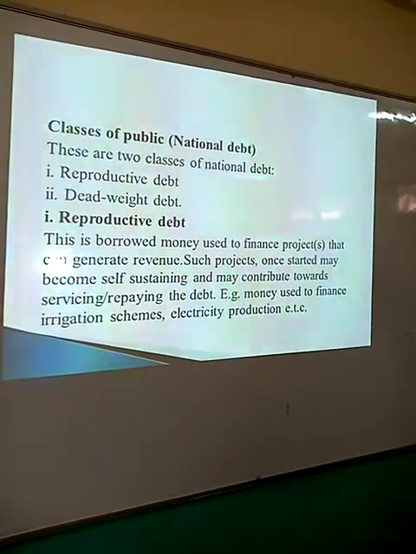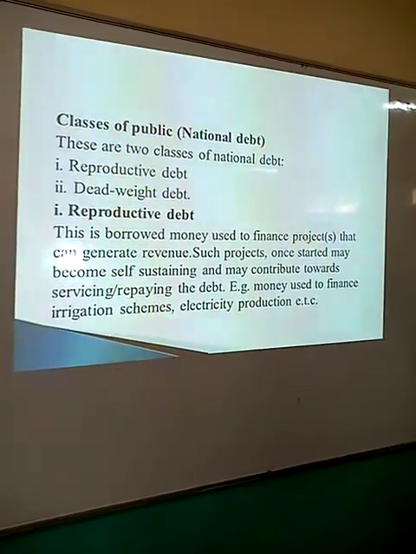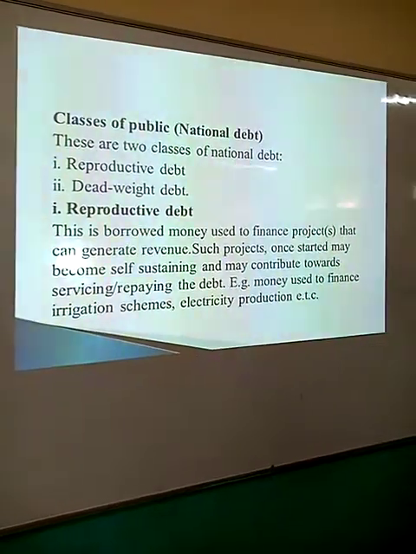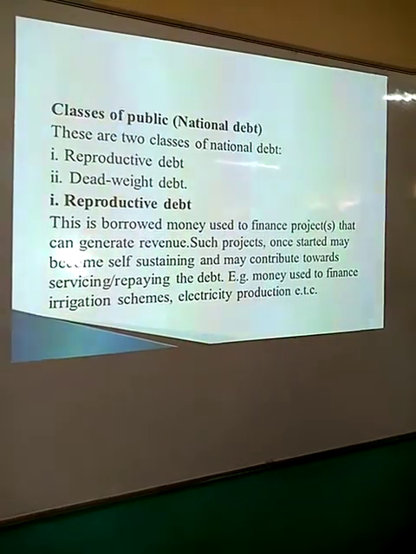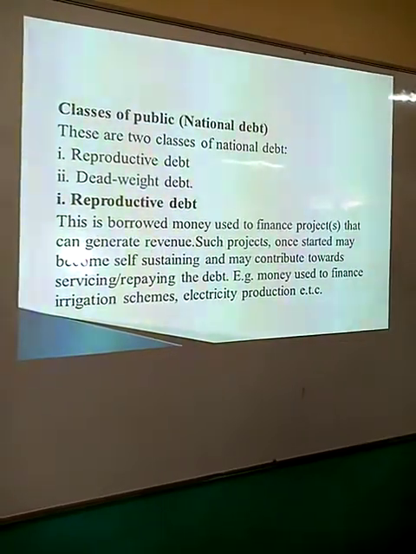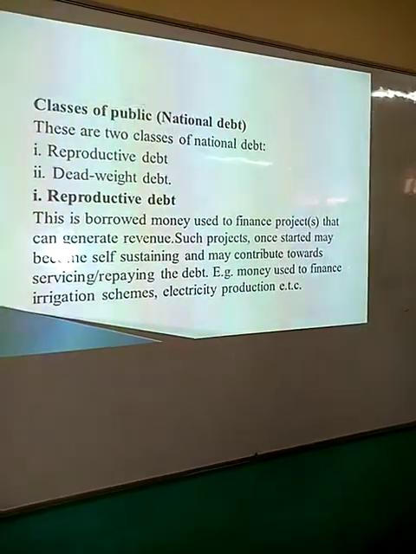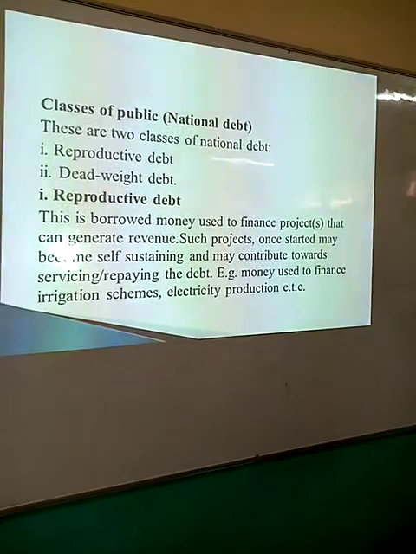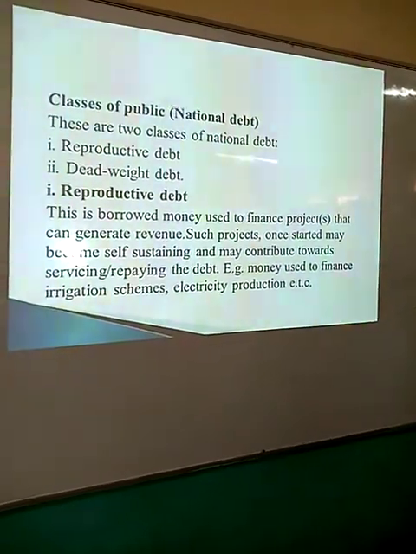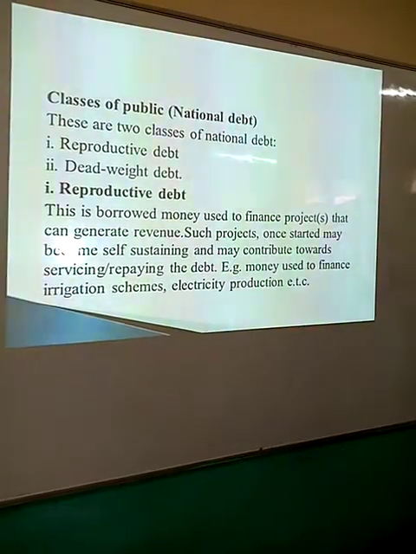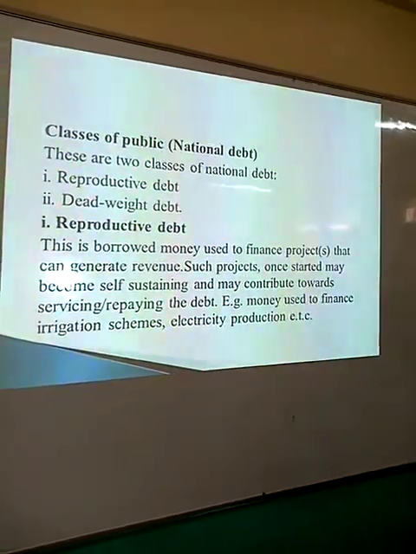Allow me to get into something also here that is related to the debt. We have classes of debt. There are two. One is reproductive debt, the other one is dead weight debt. Let me talk about reproductive debt. Reproductive debts are debts that are borrowed for particular purposes, such as projects, and when the projects start off, the debts are able to be paid back using the project's income. The income that comes from the projects that have been put up can pay back the debts. So that's why we say that it's reproductive. The money that comes out of putting up a project will go back into paying the debt. So that's why we call it reproductive.